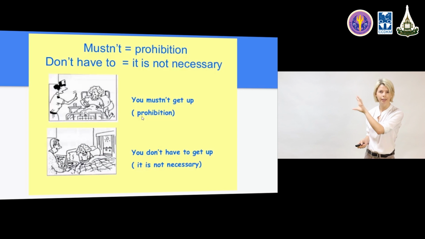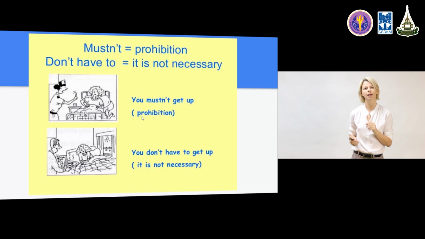Just a refresher, we can see the two in comparison for comparing. Must not, prohibition, forbidden, ban, cannot, and don't have to. It's not necessary. Up to you. Can choose.